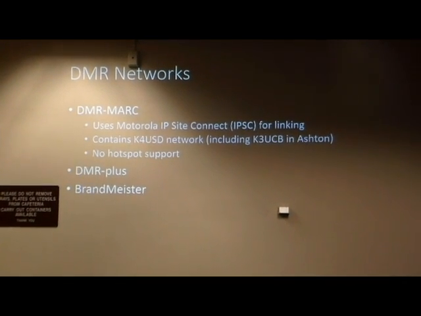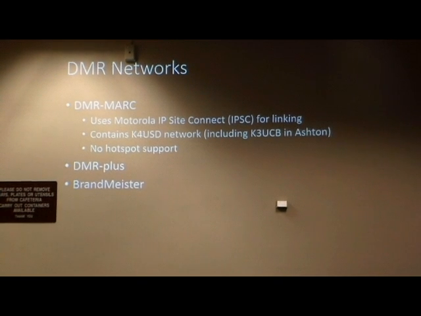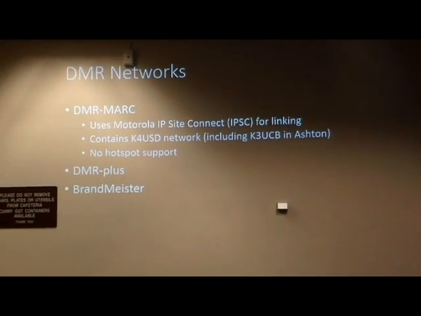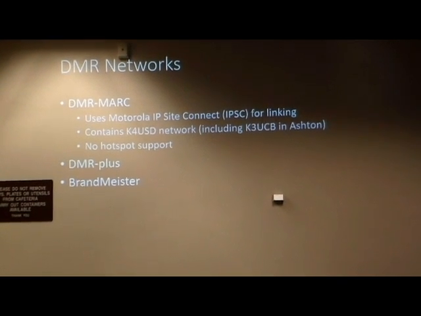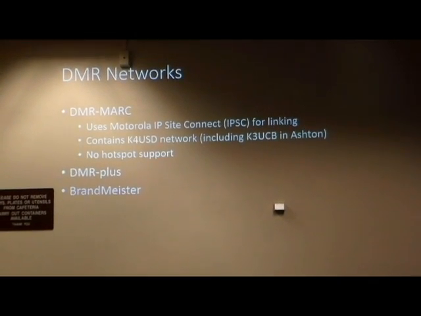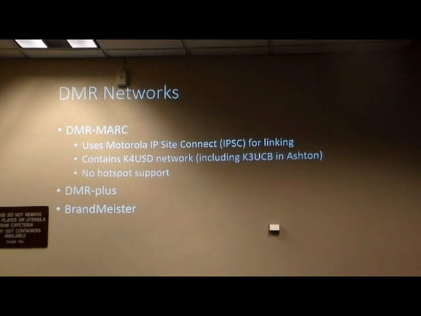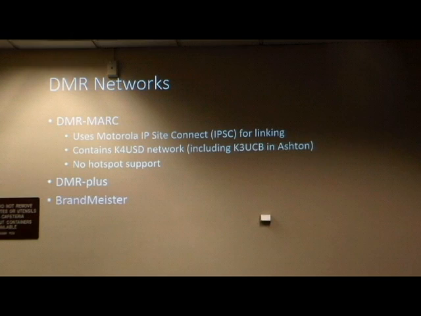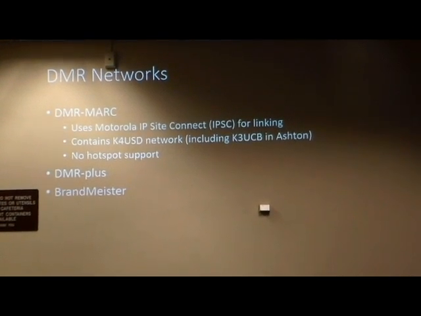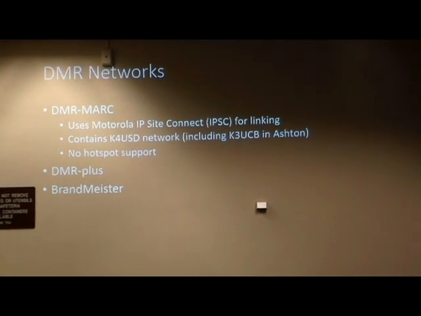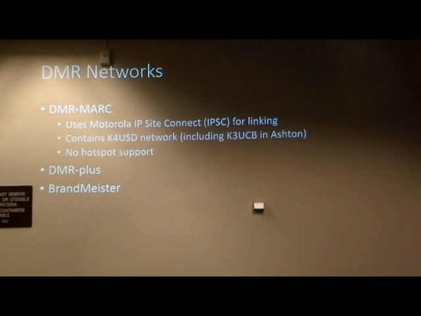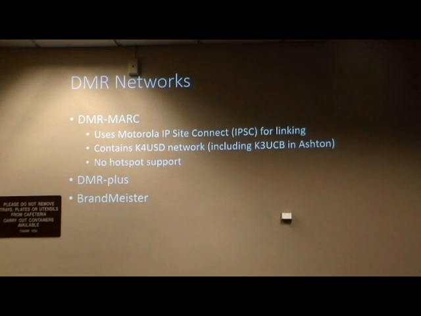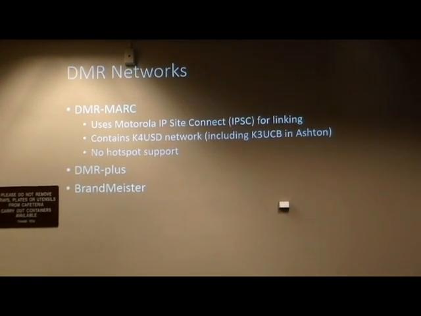No, they are not interconnected, mainly because DMR Mark uses that specific Motorola protocol. There are some individual talk groups that some networks have managed to share, mainly DMR Plus and Brandmeister. I said before, DMR Mark tends to be very conservative. They have been very touchy about trying to interface with other networks in the past.